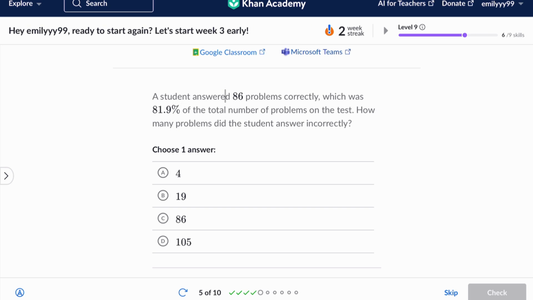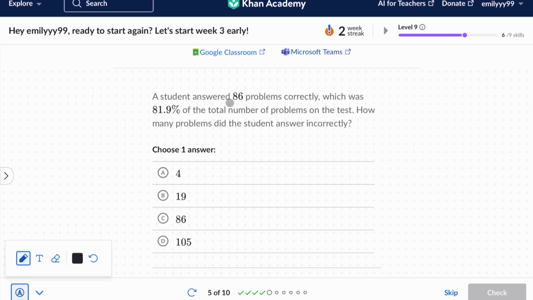A student answers 86 problems correctly, which was 81.9% of the total number of problems on the test. How many problems did the student answer incorrectly? So we don't know the total number of problems, which is what we're trying to figure out, and then total minus 86. And we need to make sure that the 81.9% of the total number is going to give us 86. So we can use the OPEN technique for this problem here.